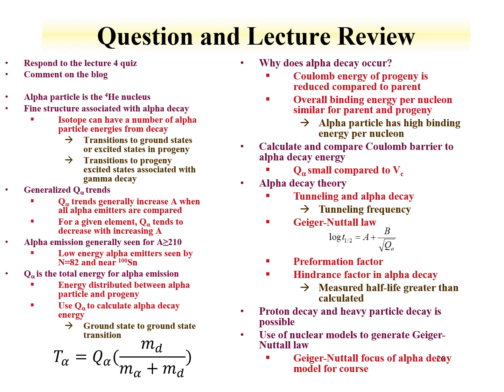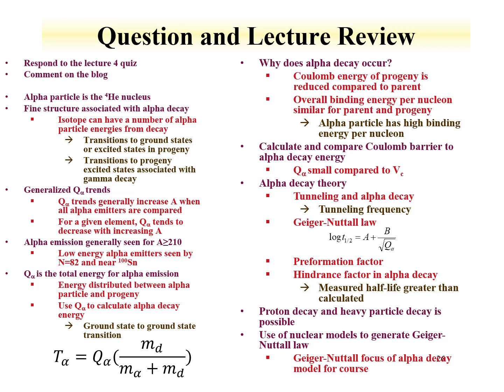The information that one should take away from this lecture is listed here. This includes that the alpha particle is the helium nucleus. We've discussed this in previous lectures, just re-emphasizing it here. You should also understand that there is fine structure associated with the alpha decay. An isotope can have a number of different alpha decay energies. This is shown on the chart of the nuclides, for example.